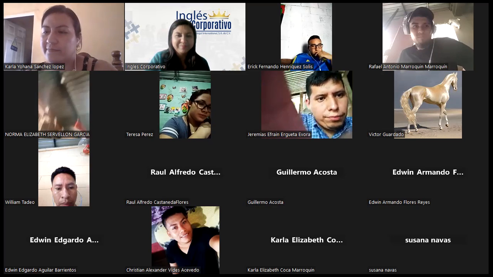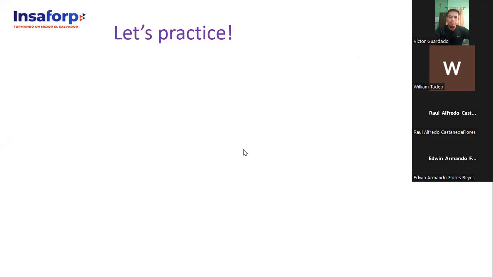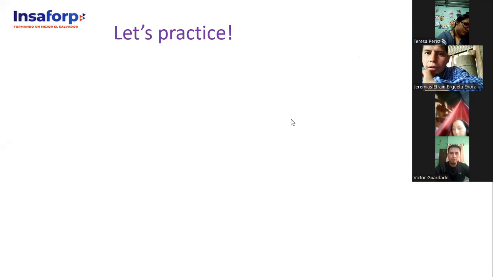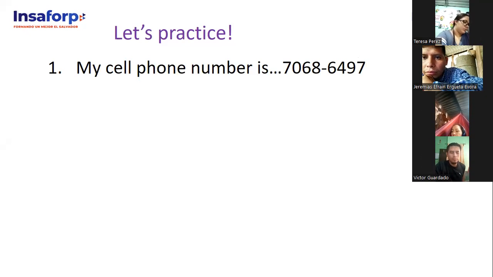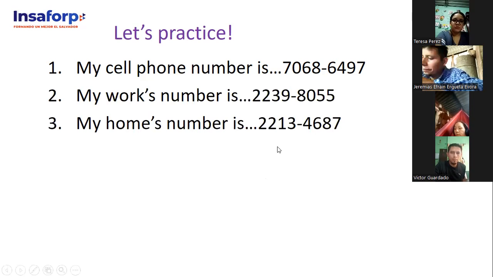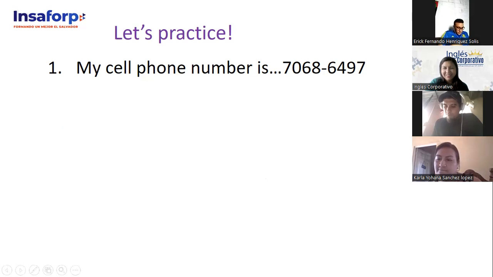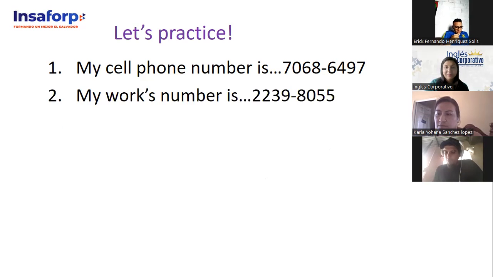Vamos a ver si los anotaron bien. Yo digo que sí. A ver. ¿Quién me dice what is my cell phone number? What's my cell phone number? A ver, Rafael. 7 0 6 8 6 4 9 7. Yes, that's correct. You can compare. Okay, what about my work number? Eric, creo que levantó la mano. Yeah. Eric, please. 2 2 3 9 8 0 5 5. Yes, very good, Eric. That's correct.